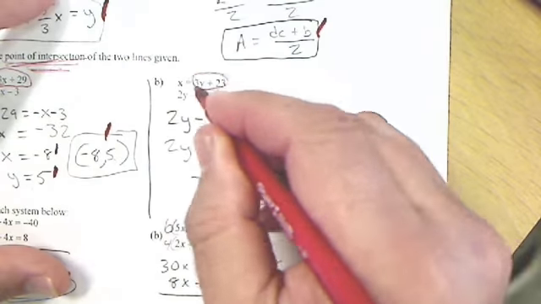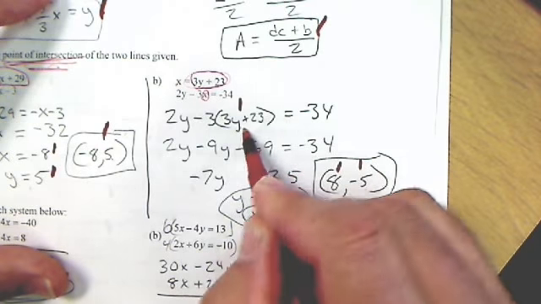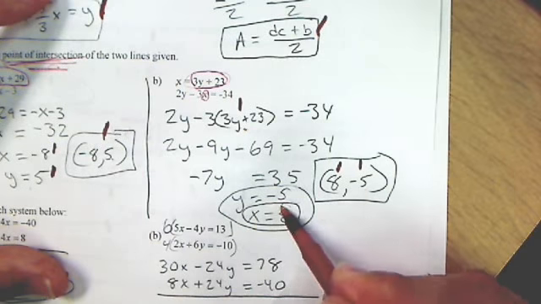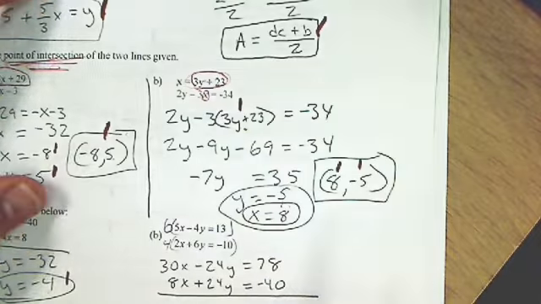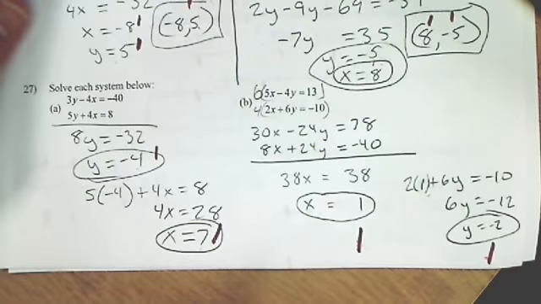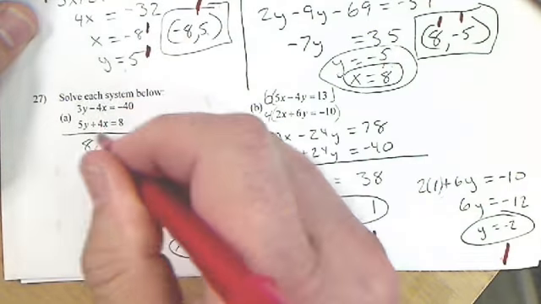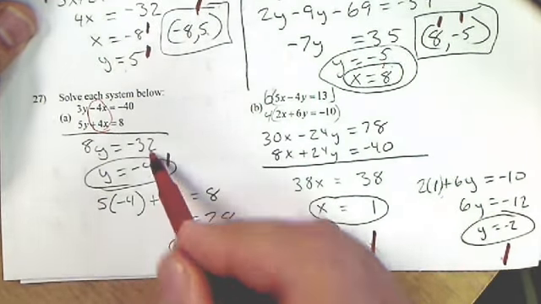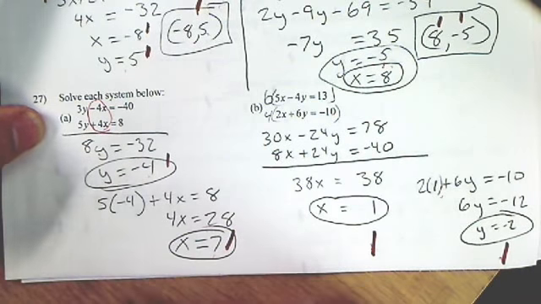Substitute that right in for x, since it's equal to x. So there's the equation. Distribute, solve, y equals negative 5. Plug the y back in, and you get x equals 8. When you combine these together, that's gone, which makes it nice and easy. That gives me 8y and a negative 32. Divide, I get y equals negative 4.